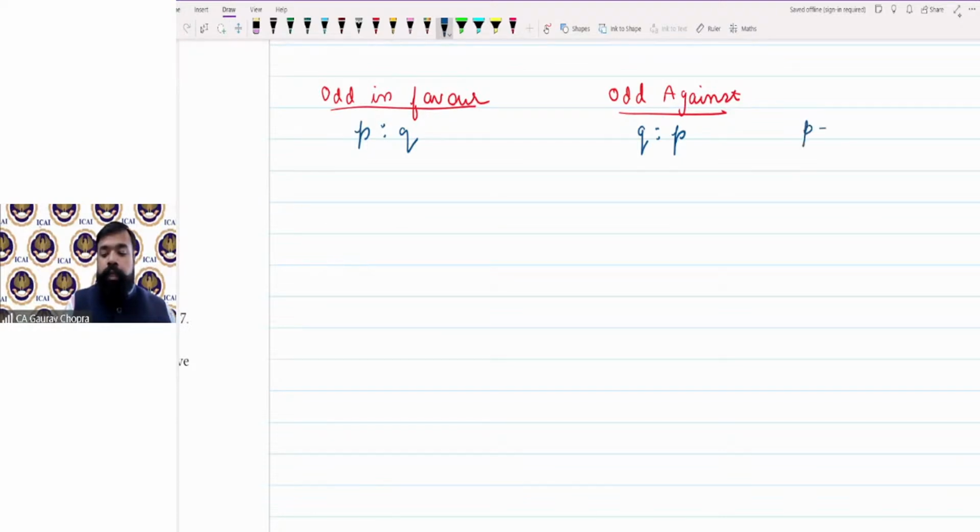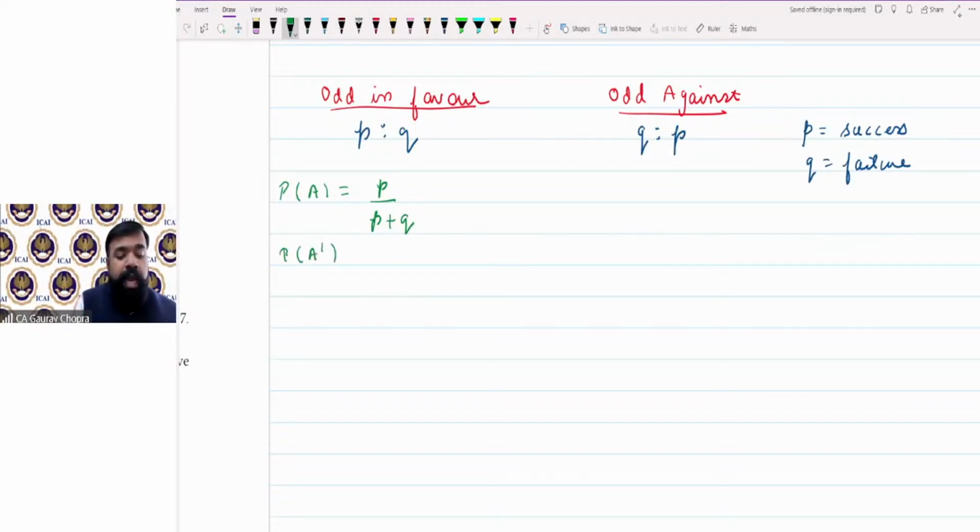Here, P means probability of success and Q denotes failure. P is for success, Q is for failure. So whenever we have to calculate the probability of any event, let's say we require the probability of event A, then what we have to do? P upon P plus Q. If we require the probability of A dash, we will write Q upon P plus Q.